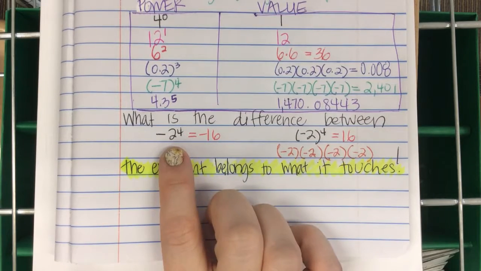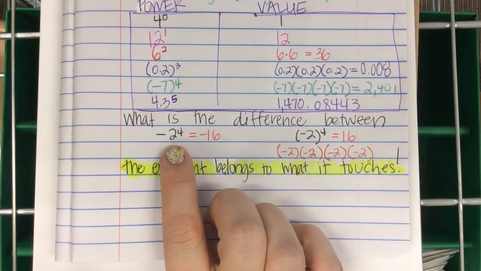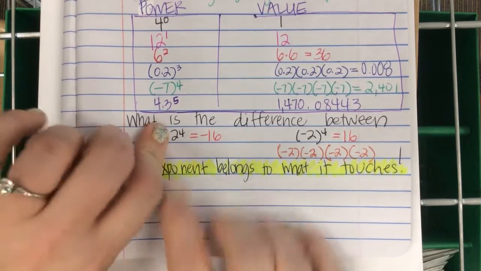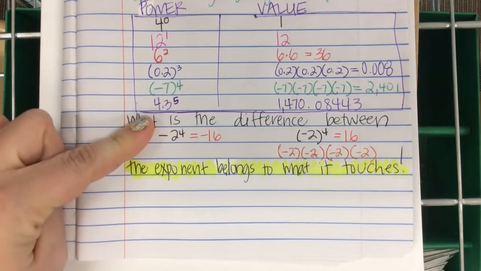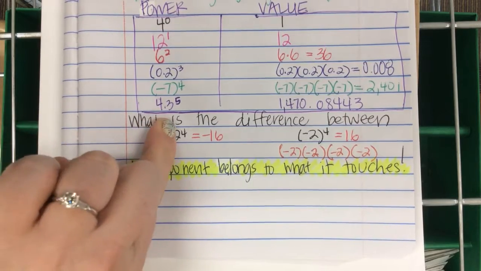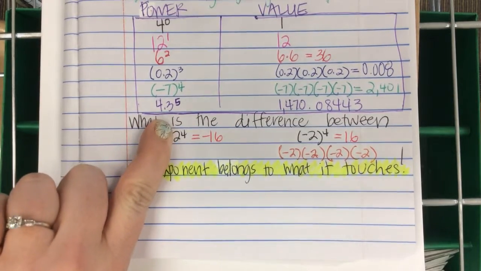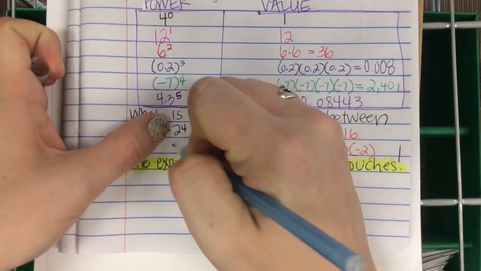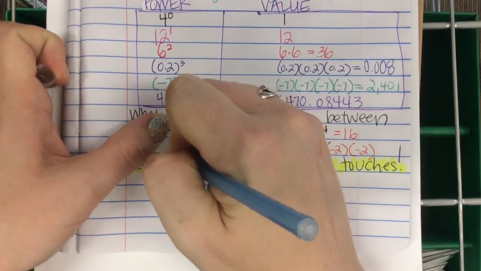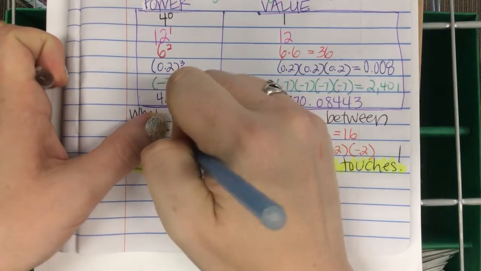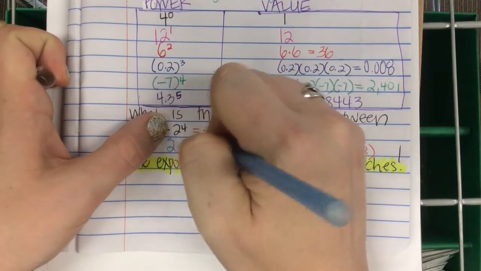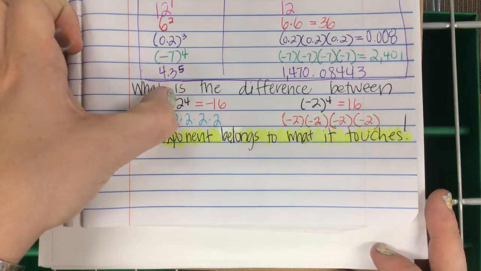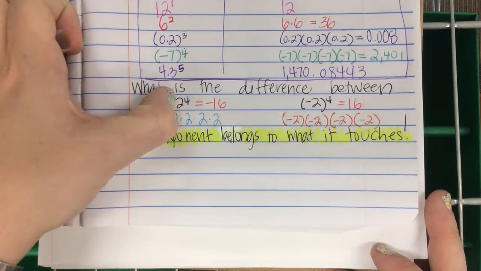In this problem, what does the exponent touch? Just the 2. It doesn't touch that negative. It only touches the 2. So in this problem, it means 2 times 2 times 2 times 2. It means 2 4 times. And what goes in front?